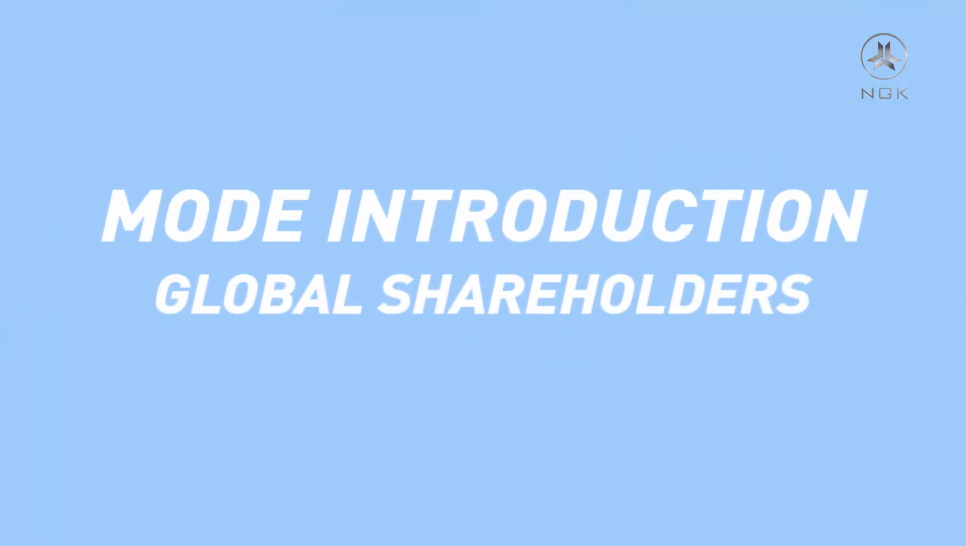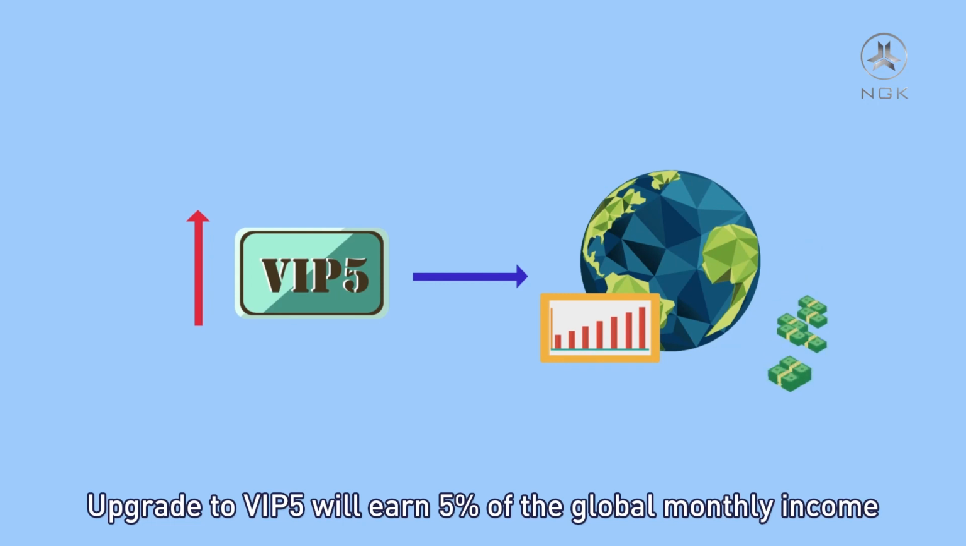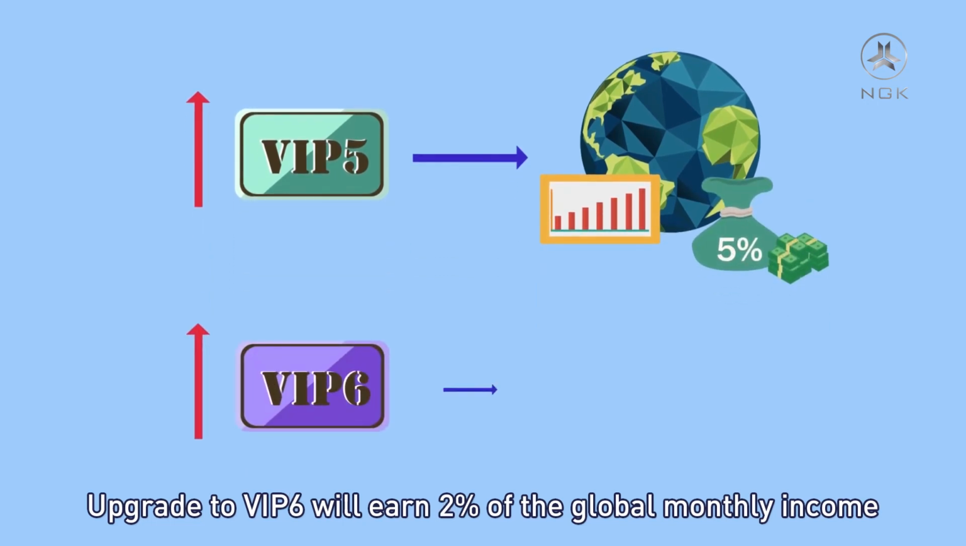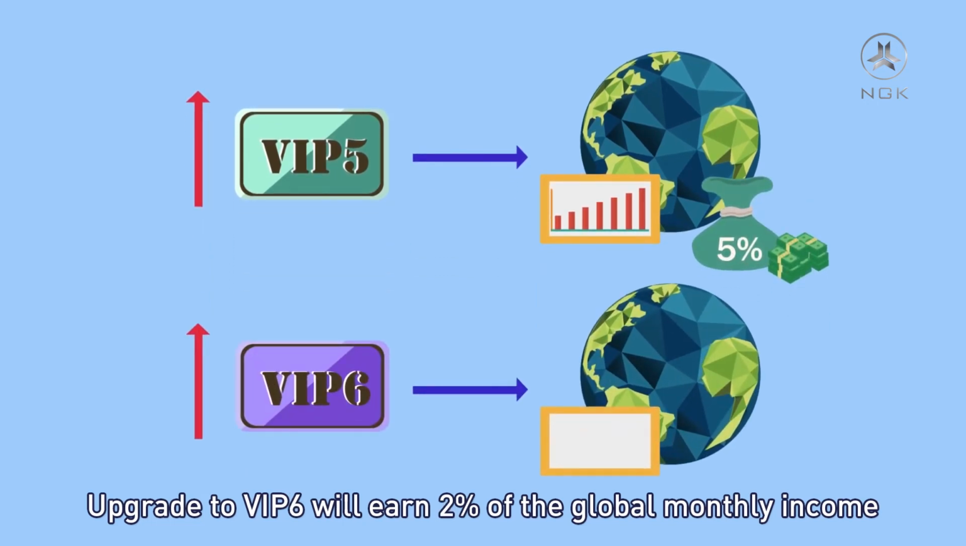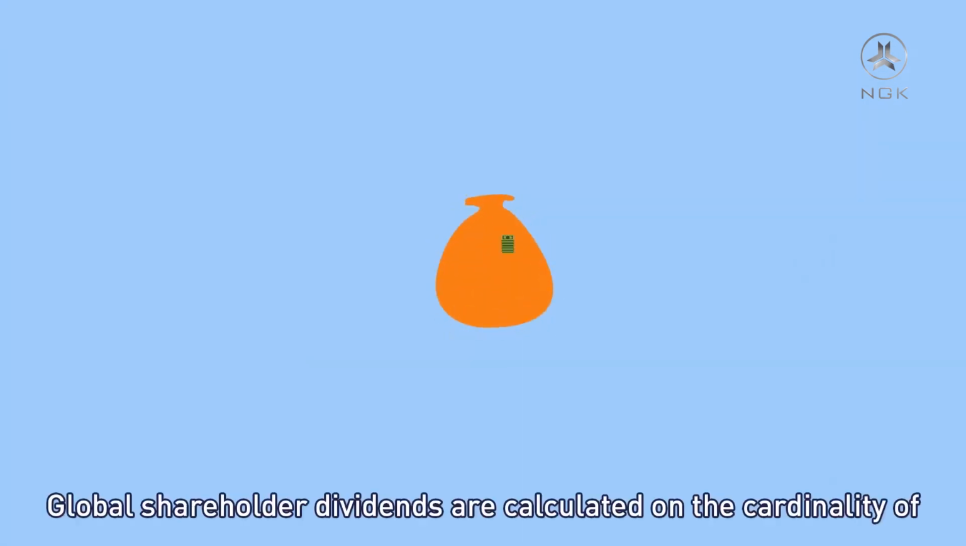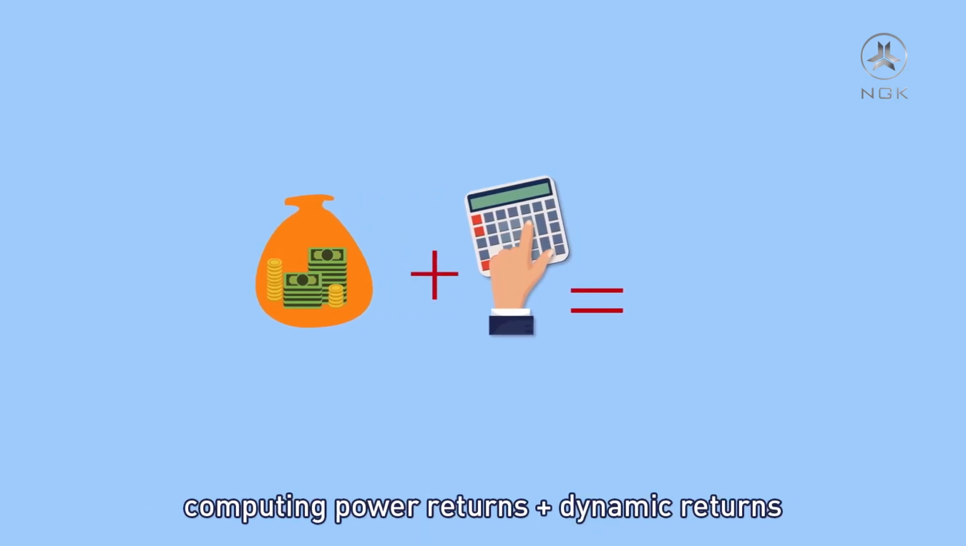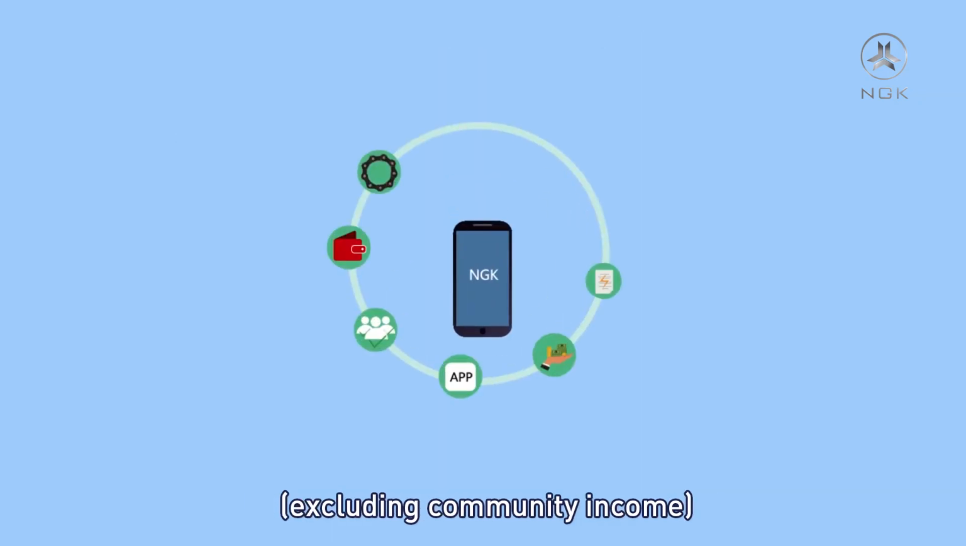4. Global shareholders. Upgrade to VIP 5 will earn 5% of the global monthly income. Upgrade to VIP 6 will earn 2% of the global monthly income. Global shareholder dividends are calculated on the cardinality of computing power returns and dynamic returns, excluding community income.